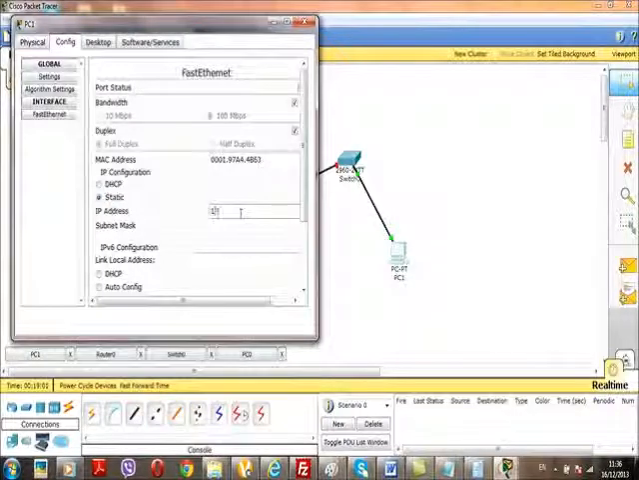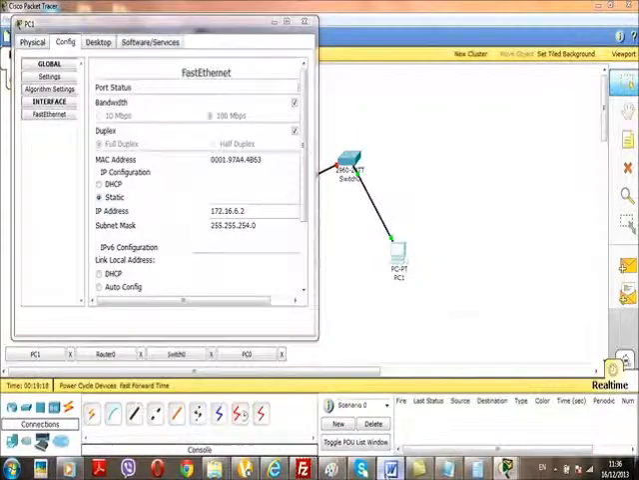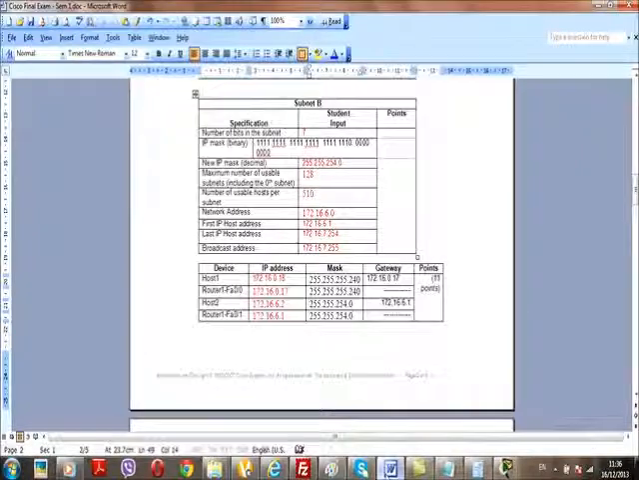So we've got 172.16.6.2, that's right. And we've got 255.255, and here we've got 254. Quick check. That's correct.